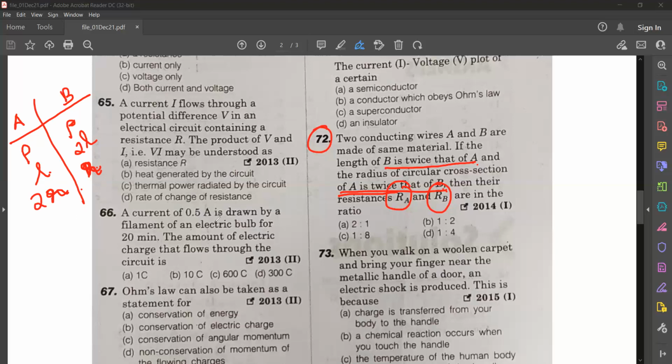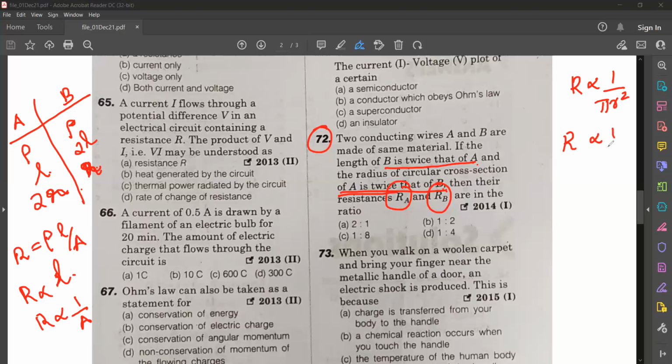Now what do you need to find? You need to find the ratio of the resistances, so RA to RB. Now listen, R is equal to rho L by A. If rho is constant, you need not consider that. R is directly proportional to L and inversely proportional to area. This is a circular cross section, so R is proportional to 1 by pi r square. Pi is a constant, so R is proportional to 1 by r square. You have to keep this in mind.